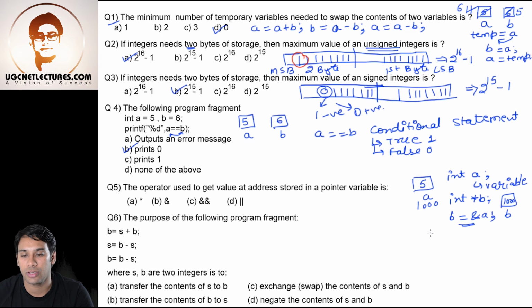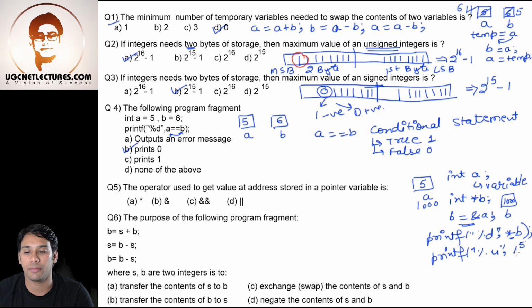So if I use printf %d, star of B. Now because of this star, it means I am going to access the value stored at the location 1000, therefore this is going to print 5. But if I do printf %u, B. Now this %u is used to print the address stored in a variable or any other address, and this address which will be printed is in hexadecimal format, right?